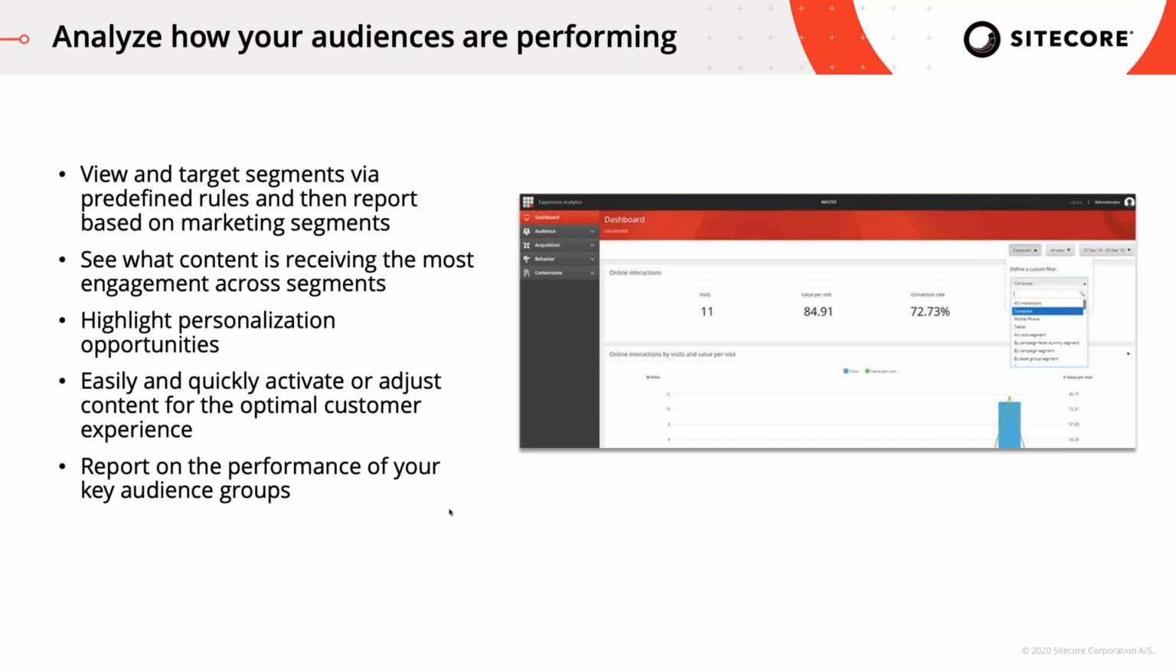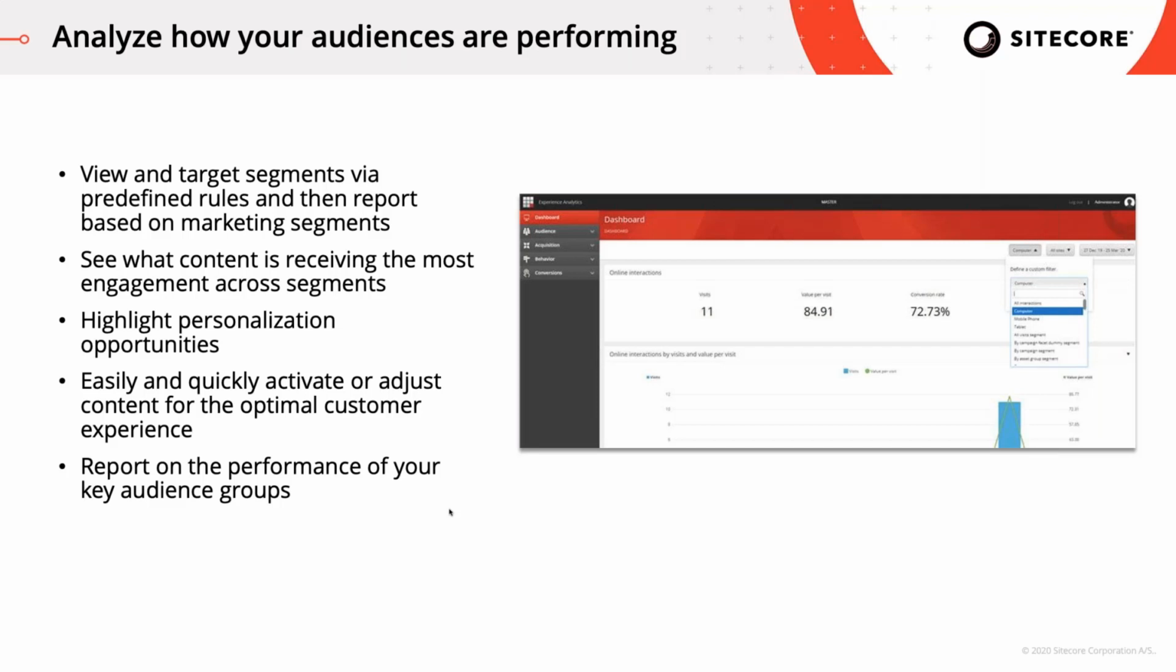And ideating on that. If we see that some content is just not performing well with a specific segment, that gives us cause for analysis in terms of, what is that content? Why is it not performing well? Or who is the segment? How do we need to work better for them, right? In terms of highlighting personalization opportunities, really allowing marketers to quickly activate or adjust content for the optimal customer experience.